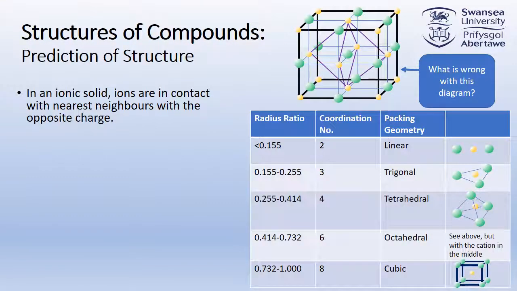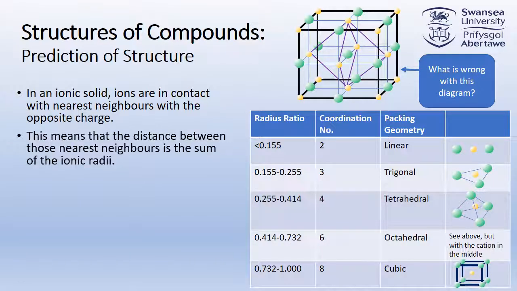So on the basis of the previous information, we can actually quite accurately predict the structure of our ionic compounds. It seems like common sense to say this, but I just need to reinforce that in ionic solids, ions are in contact with nearest neighbours that have the opposite charge because they're attracted to each other. This means the distance between those nearest neighbours is the sum of the ionic radii.